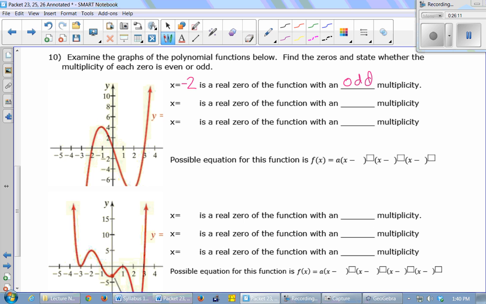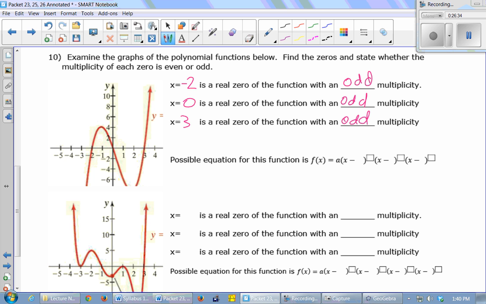How about at 0? Same, odd. It goes through the axis, so it's odd. All right, and then at 3, we have a real zero, and it's also going to have odd multiplicity. All right, let's do a trickier one. Oh, sorry, a possible equation for this thing.